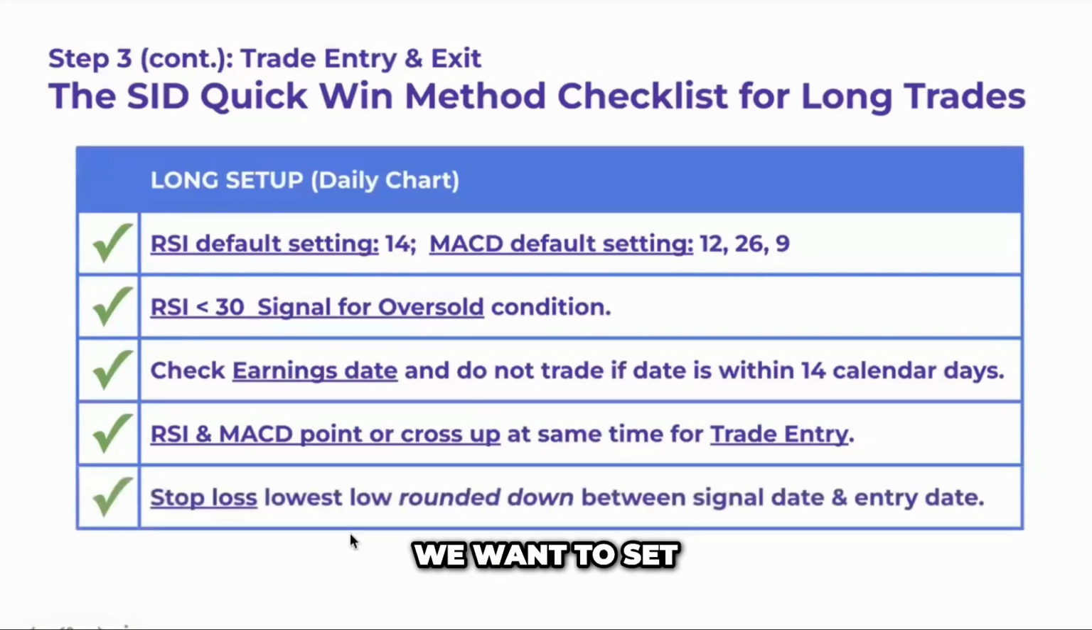Next, we want to set the stop loss at the lowest low price rounded down between the signal date and the entry date. As an example, if the lowest price was 20.6, we would have a stop loss of 20. If the lowest price was 105.7, the stop loss would be 105.